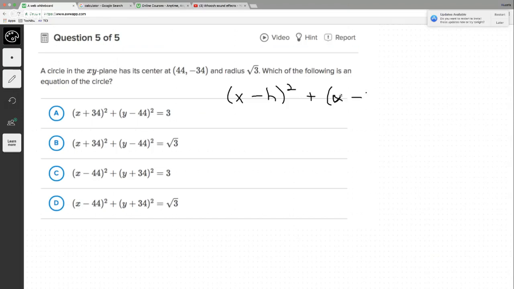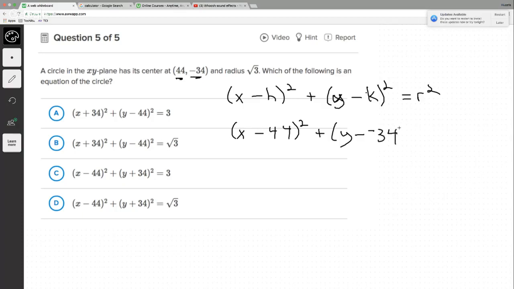Oh, what am I doing? This is (x minus h) squared plus (y minus k) squared equals r squared. So now let's plug in our different pieces. x minus, here's the x-coordinate of the center: (x minus 44) squared plus (y minus, and then we got -34 here) y minus -34, squared equals square root of 3. That's the radius, but we've got to square that.